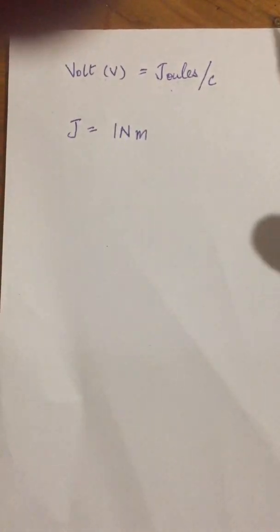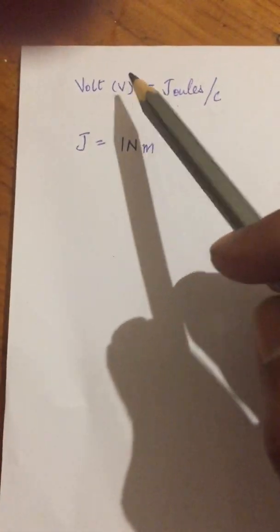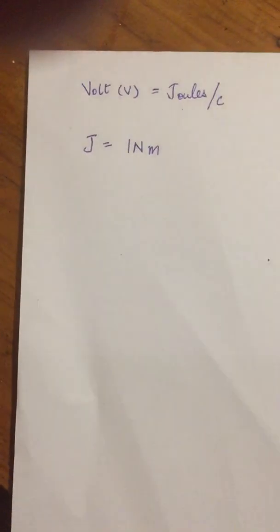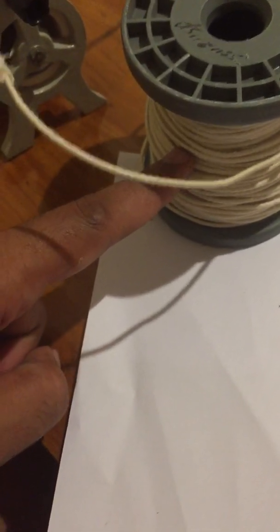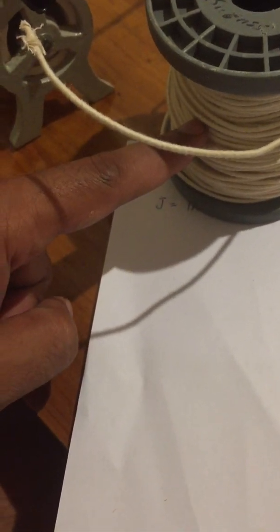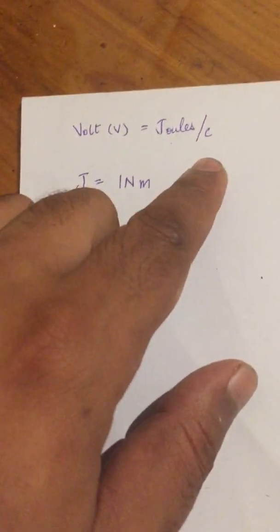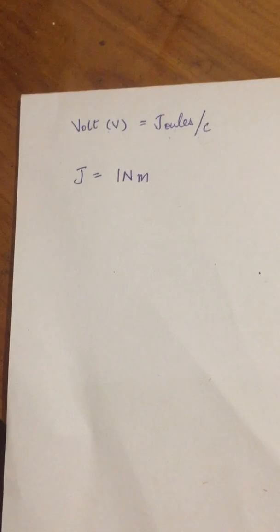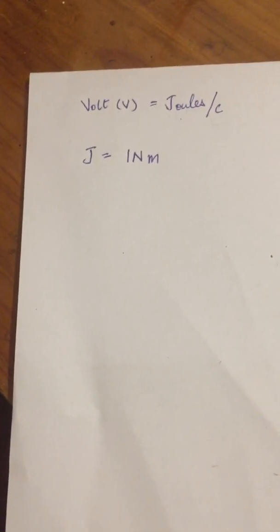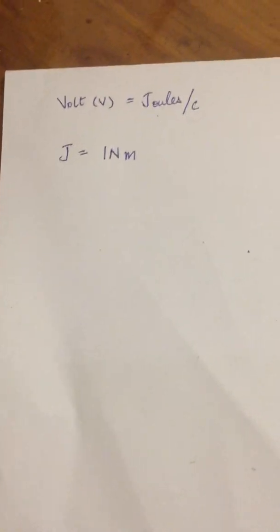So how much energy does 1 coulomb of charge carry? Well, that is the voltage. Just to give you an idea, how much is a joule of energy? If I apply a force of 1 Newton for a distance of 1 meter, that requires 1 joule of energy. And if 1 coulomb contains 1 joule, then we say that it has a voltage of 1 volt. Okay, so that's voltage.